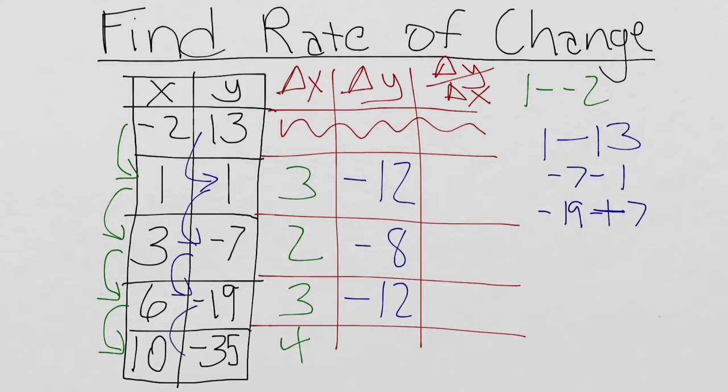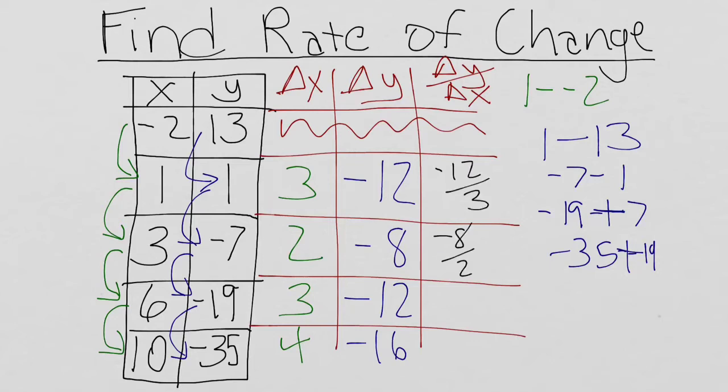And then we've got -35 minus -19, which is going to be -16 when we put that into a calculator. So now we're going to divide all of this out, and we're going to get -12 over 3, -8 over 2, -12 over 3 again, and -16 over 4. And if you look closely, all of these will give us a rate of change that is -4. So when you divide these all out, we get a rate of change of -4.